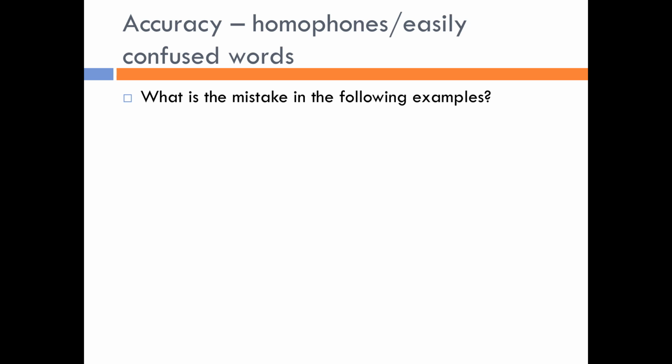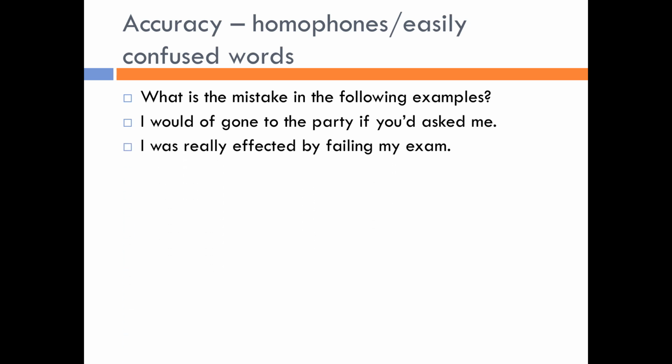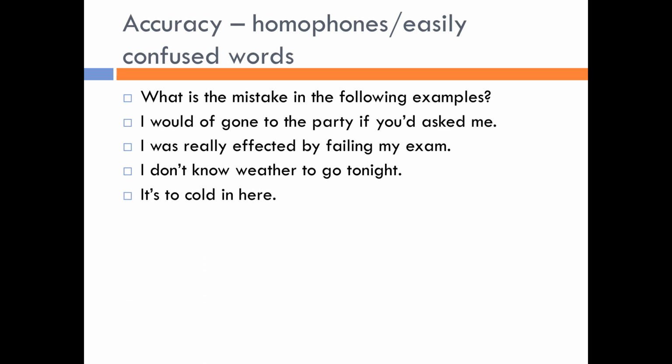I've got 4 examples to start with. All you need to do, once I show you the examples, is pause the video and tell me what the mistake is. I would have gone to the party if you'd asked me. I was really affected by failing my exam. I don't know whether to go tonight. It's too cold in here. Each of the mistakes is with a homophone, so identify the word and say what it should be. Pause the video for 5 minutes, however long you need, and then come back to it once you've done that activity.